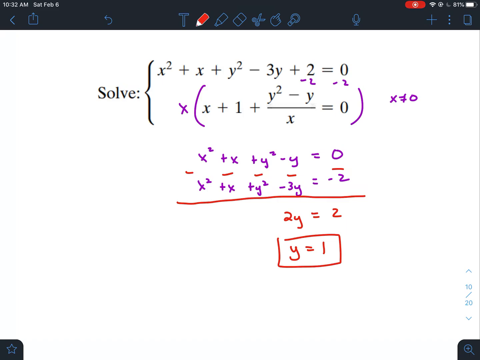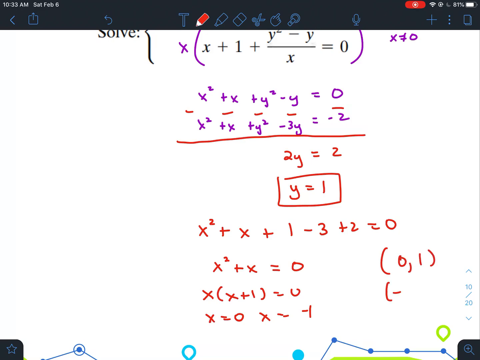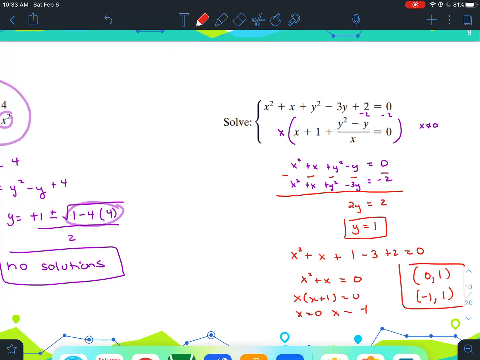If I took 1 and plugged it in, let's plug it into the top one. So x squared plus 1 squared minus 3 times 1 plus 2 equals 0. So I get x squared plus x equals 0. Factor out an x, and you get either x is 0 or x is negative 1. So my solution should be 0, 1, and negative 1, 1. All right, let's graph these.